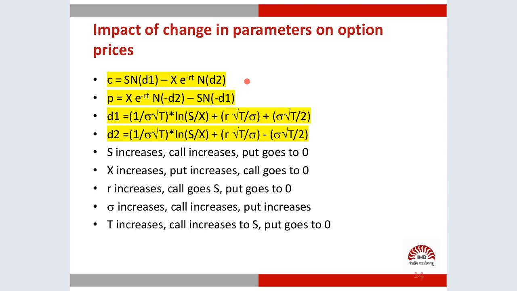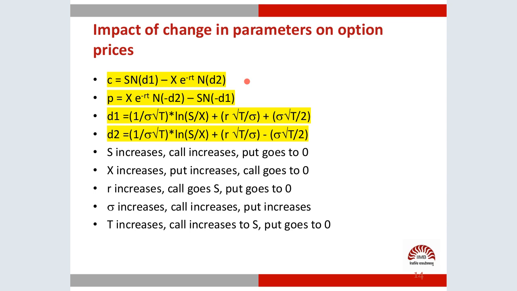Similarly, realize as X increases, D1 goes to minus infinity and therefore D2 also goes to minus infinity. If D1 and D2 go to minus infinity each, then ND1 and ND2 go to 0 each, which means the call price goes to 0.